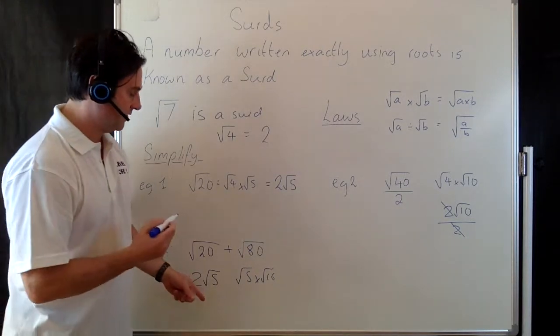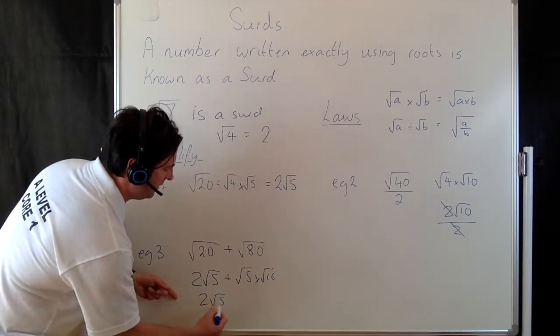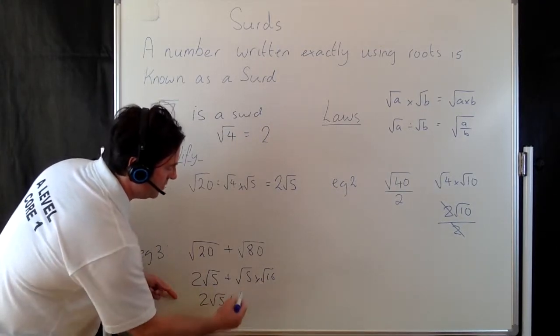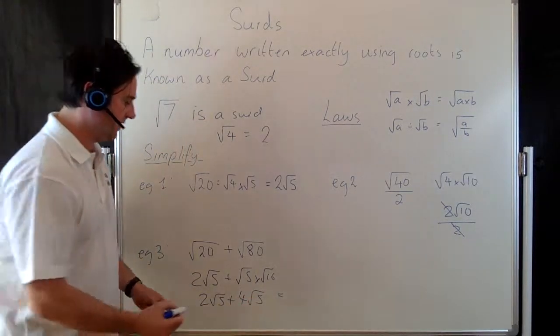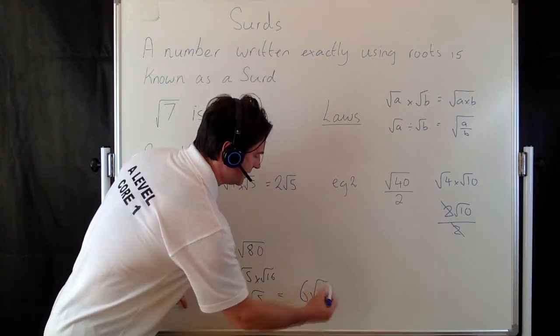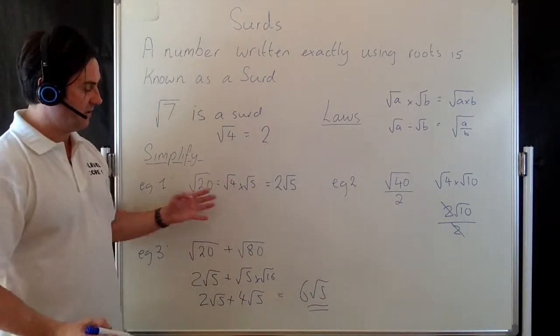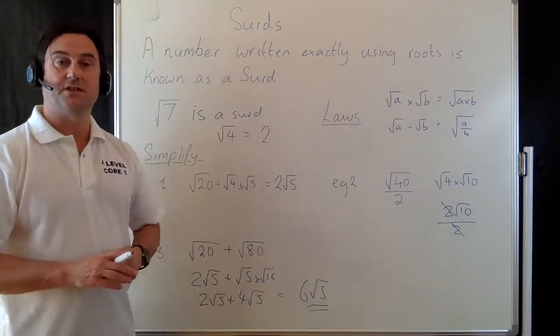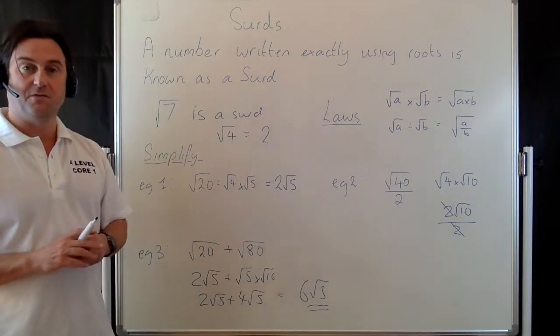So what I now could have is 2 root 5 added to 4 root 5. If I add those together, I get 6 root 5. And I've now simplified this right down to 6 root 5. Can't go any further because root 5 cannot be rationalised.